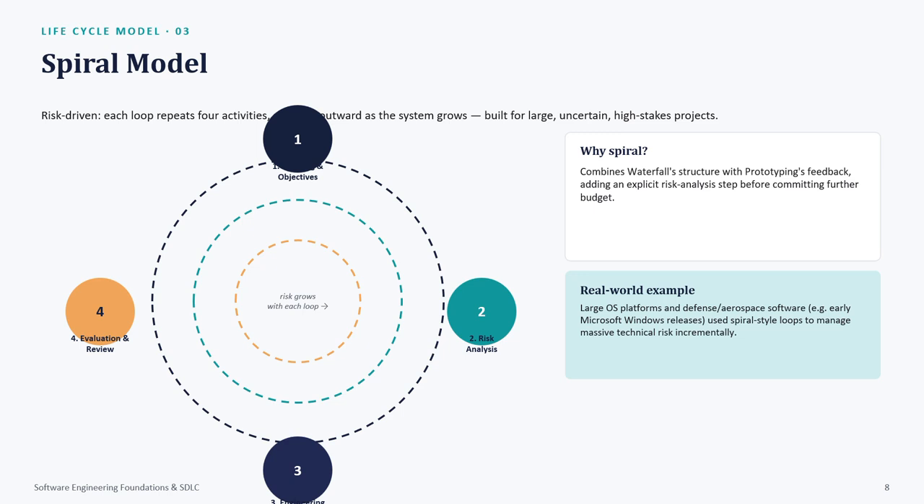First one is determine objectives. Second one is risk analysis. Third one is development. Fourth one is evaluation and reviews. Why spiral? This question can come because it combines waterfall structure with prototyping, feedback, adding an explicit risk analysis step before committing further budget. Real world example is large OS platforms and defense aerospace software. Example: early Microsoft Windows releases used spiral style loops to manage massive technical risk incrementally.